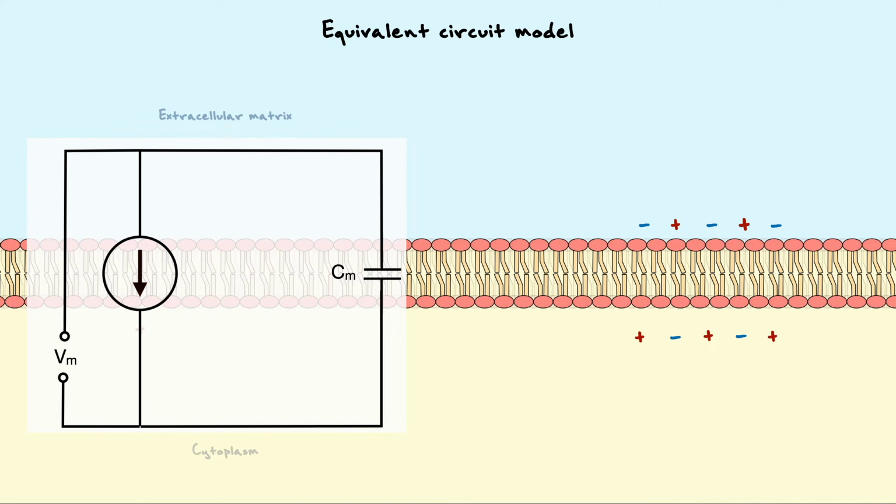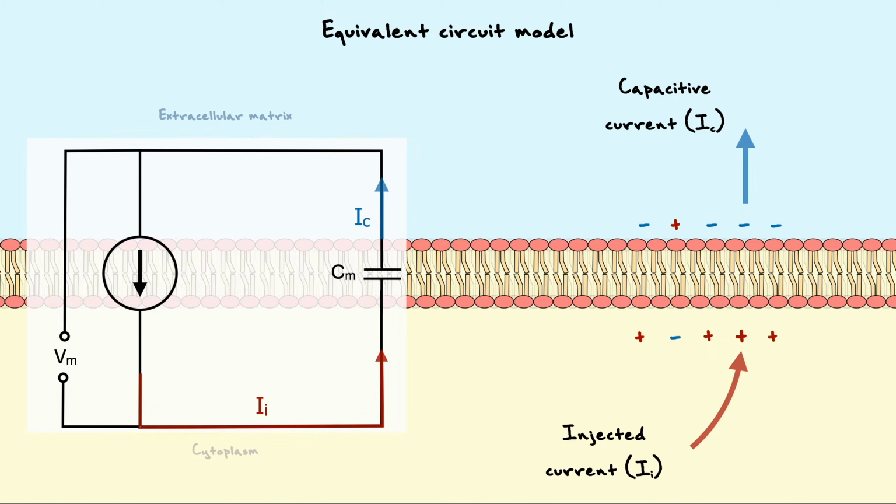If we inject positive charges in the system, the positive charges will create an imbalance of charges on the capacitor. Because of charge repulsion, the addition of a positive charge on one side will effectively kick out another positive charge on the other side. Due to the created movement on the opposite side, this creates a capacitive current. We will denote the injected current as capital II and the capacitive current as capital IC.